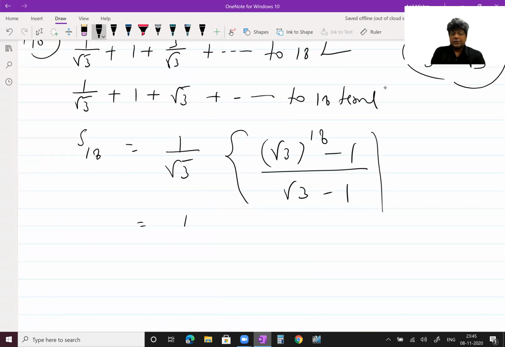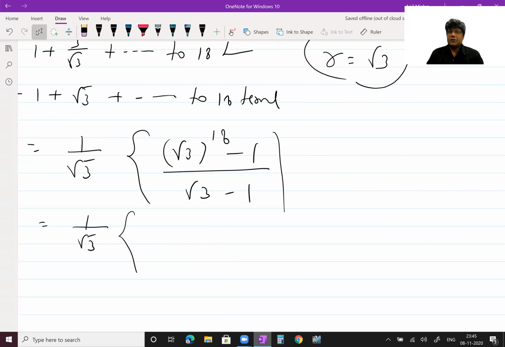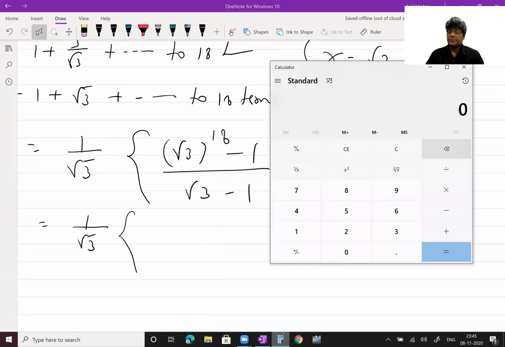So guys, this is equal to 1 by root 3 into, now root 3 to the power 18 means 3 to the power 9. And 3 to the power 9 means 3 cube, 3 cube, 3 cube. 27, 27, 27. 27 into 27 into 27. How much?